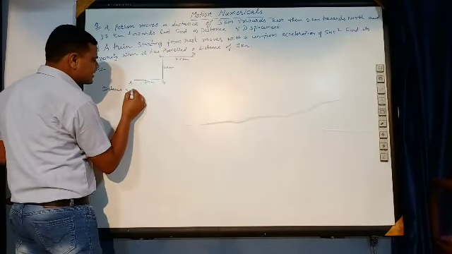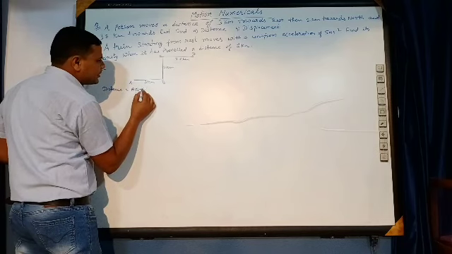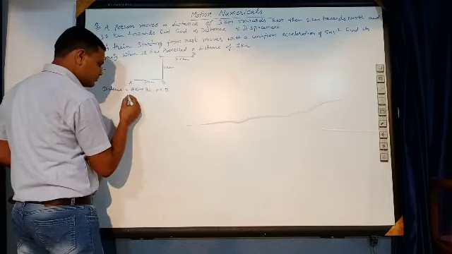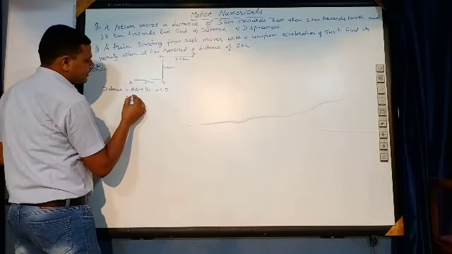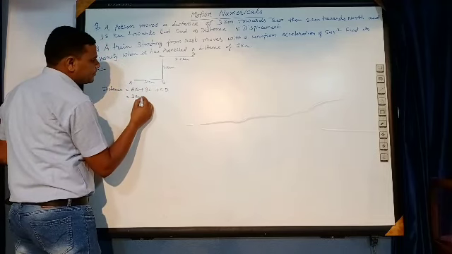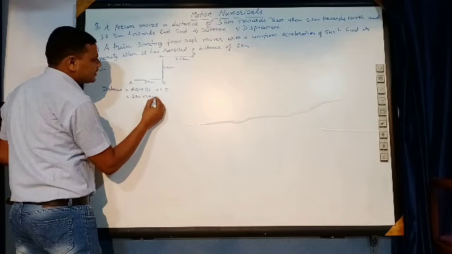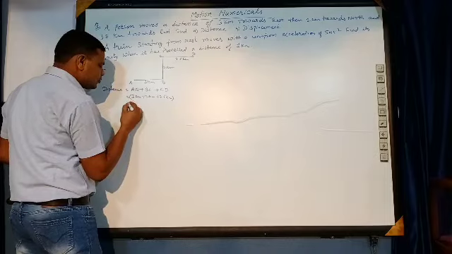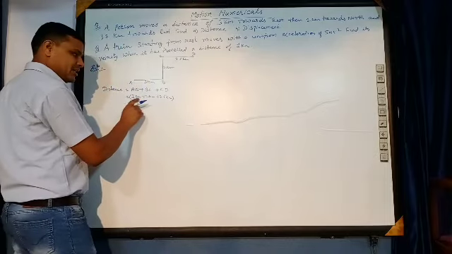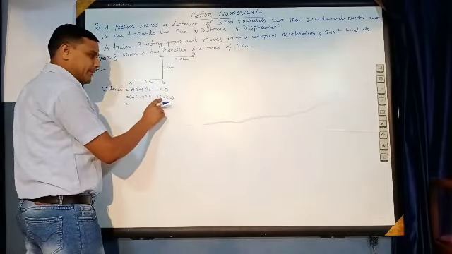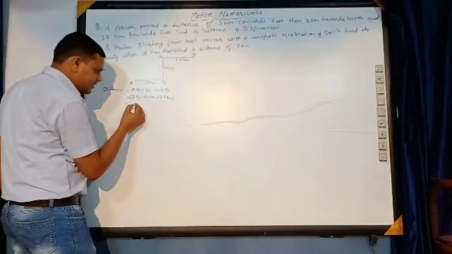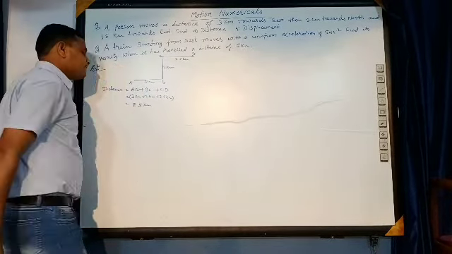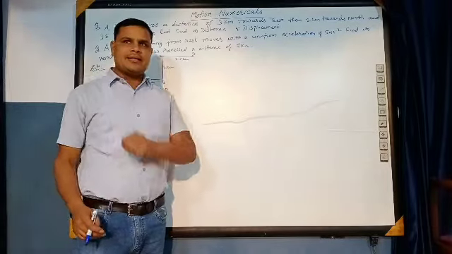So distance we can say is AB plus BC plus CD. So value will be 3 km plus 2 km plus 3.5 km. So answer will be 3 plus 2, 5. 5 plus 3.5, that is 8.5 kilometers. Now we have got the distance.